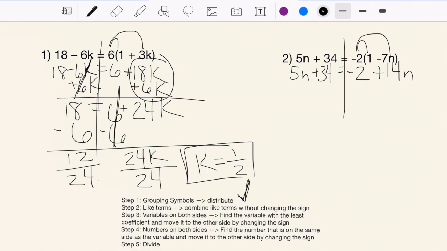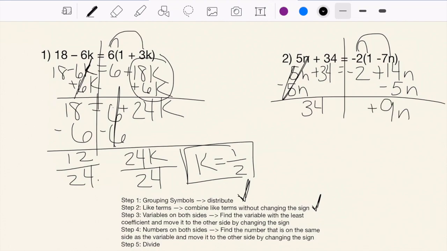Number 2, combine like terms. Neither side has any like terms to combine. Variables on both sides. So we do have variables on both sides. So we're looking for the smallest coefficient, which would be this 5. So it's positive 5. I'm going to subtract it, do the opposite sign, because 5 minus 5 will give us 0. We're left with just 34 on this side. 14n minus 5n will give us 9n, positive 9n. And then we're just going to bring down that -2.